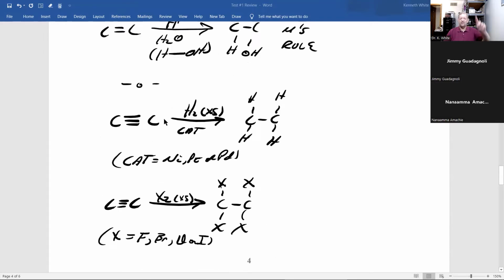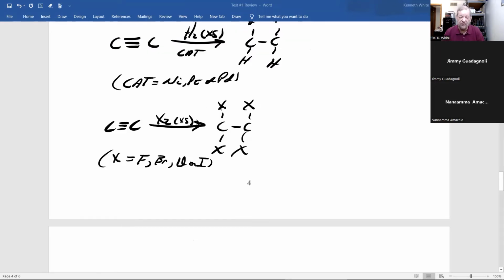Now, a triple bond has two pi bonds, and because organic chemists don't want to balance equations, we're lazy. You have hydrogen gas, H2, and in brackets the letters XS, which means excess. You have all the hydrogen in the world that the compound can react with. Under a catalyst, which is nickel, platinum, or palladium, you break the two pi bonds, and each carbon of the triple bond gets two hydrogens.